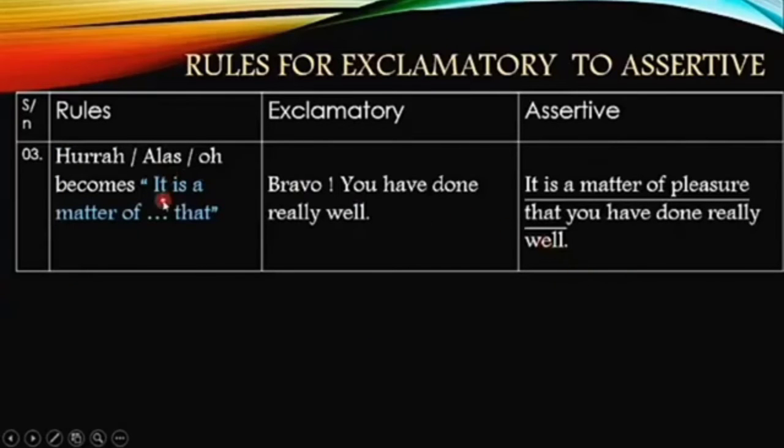Rule number 3 says hurrah or alas or oh becomes "it is a matter of ___ that". The name of the expression or feeling that these words convey is going to be added in this gap. For example, bravo, you have done really well. Here, using the word bravo, we are appreciating someone. So the speaker might be very happy or very pleased. It can be converted into assertive in this way: it is a matter of pleasure, or it is a matter of joy, that you have done really well.